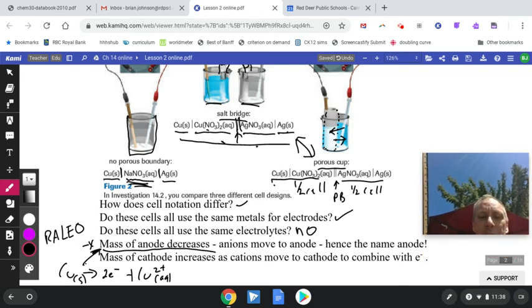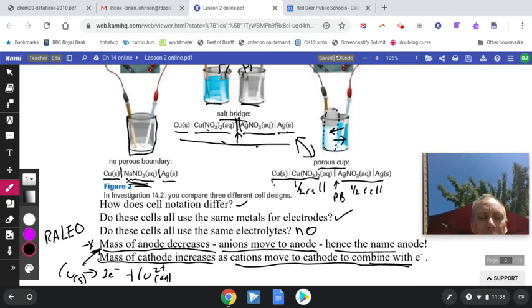Okay, and then remember in our salt bridge or our porous boundary, anions are moving towards the anode and cations move towards the cathode. And that's where the names anode and cathode come from. Now, the cathode usually increases in mass, and that's because it is gaining electrons.